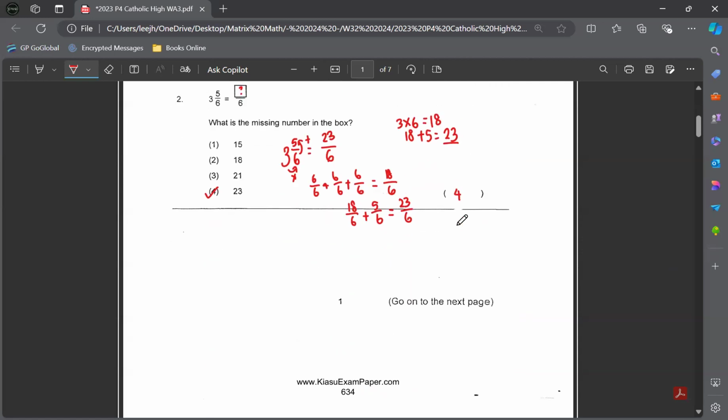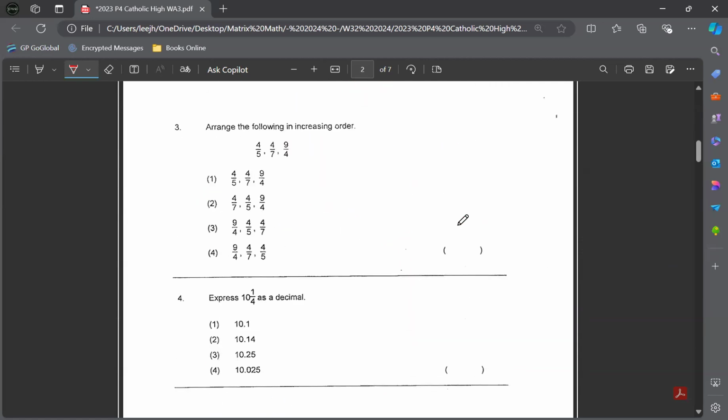Okay. Question number 3. Arrange the following in increasing order. Increasing means from the smallest to the biggest. So small to big. Okay. So if you look at all these fractions, you know that the one that's improper is 9 over 4. So I'm going to convert 9 over 4 into a mixed number. It will be 2 wholes and 1/4. So you definitely know that this will be the last one.